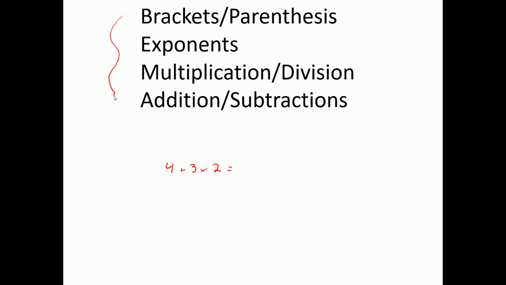So if we're going to do multiplication first, means we're doing these two. And 3 times 2 is going to be 6. Now I have 4 plus 6. The only thing I have left is addition. So 4 plus 6 is going to be 10. Right, so that part's pretty simple.